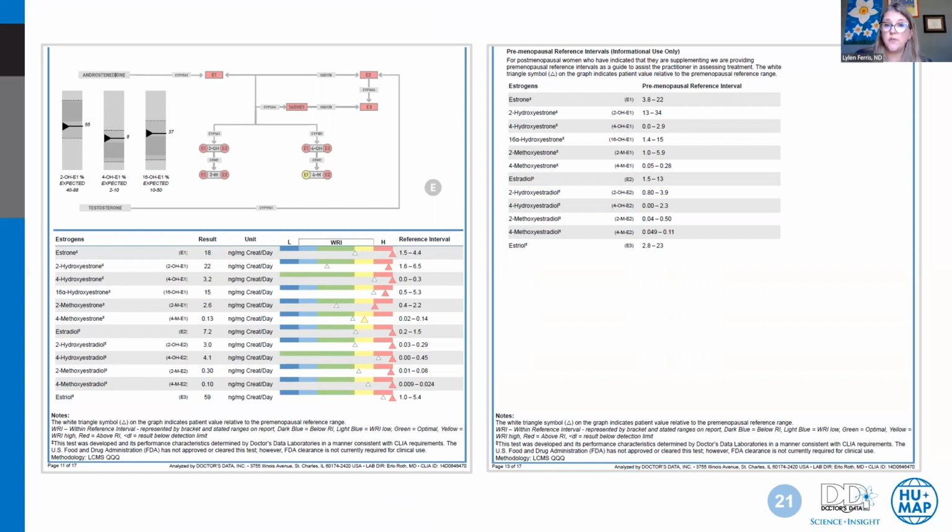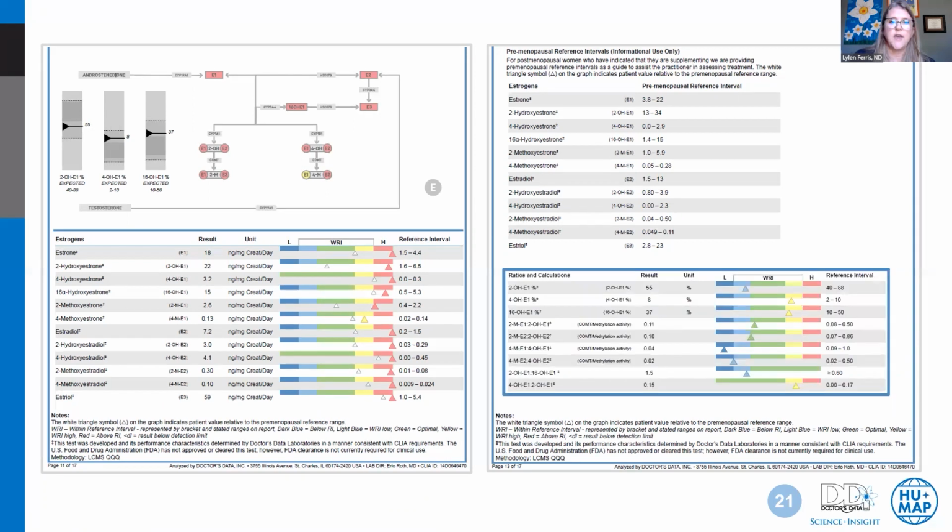The white triangles on the histogram correspond to how the hormone levels fall relative to premenopausal ranges. So at a glance, you can see hormone levels plotted using both postmenopausal and premenopausal ranges. Now, I do want you to note that the ratios and calculations section doesn't change. The relationships between these markers are the same, whichever lens is used, and it allows the provider to extrapolate information about enzyme activity.